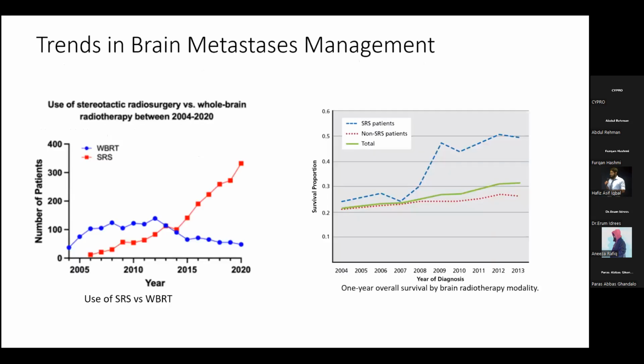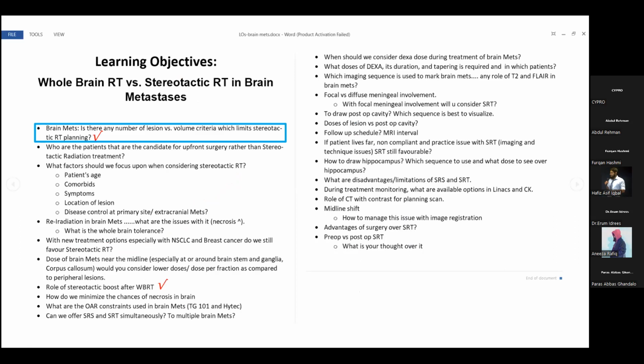Now you can see that the trend is going more favorable for SRS, and the trend of offering whole brain radiation therapy is going down. In this graph, the patients getting focal treatment, the SRS, are surviving more because they are offered more researches.